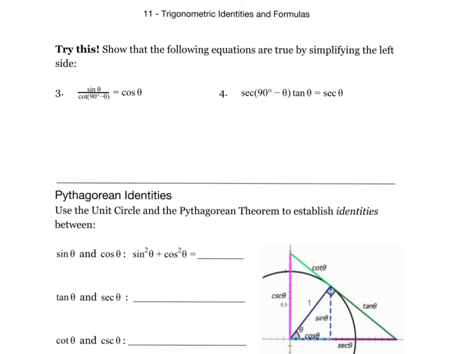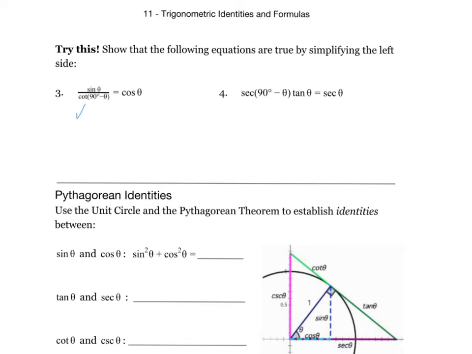So let's practice some questions involving that relationship. So we have, let's see, show that the following equations are true by simplifying the left side. So we want to do a simplification of this expression to see if it ends up matching this one. If it does, then the equation is true.